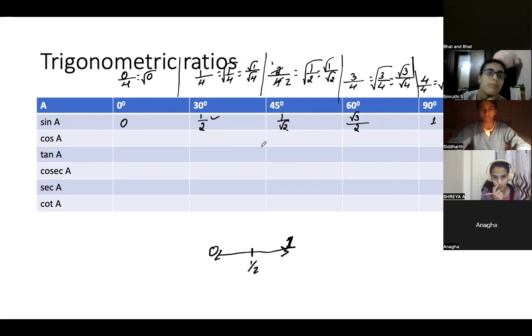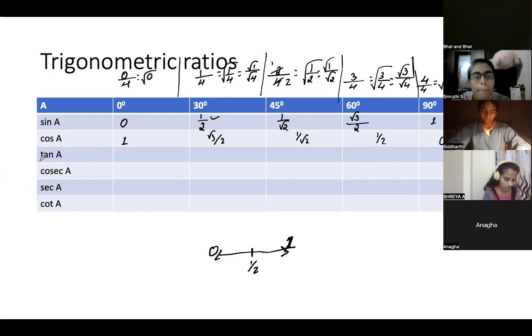Okay. Now, what about the second column? Second column is just reverse of first column. So reverse of first column means whatever you have for 90, I will write here 1. Then comes root 3 by 2. Then comes 1 by root 2, 1 by 2, and 0. Okay.